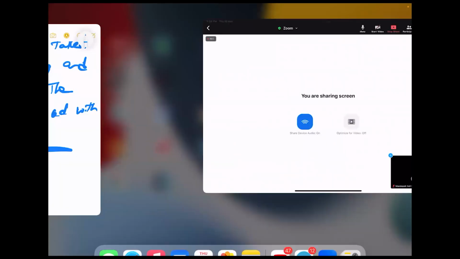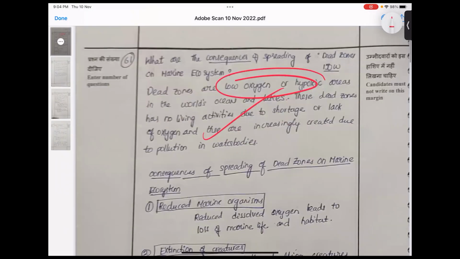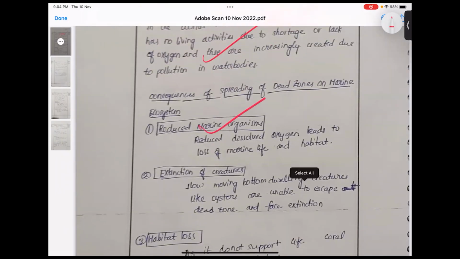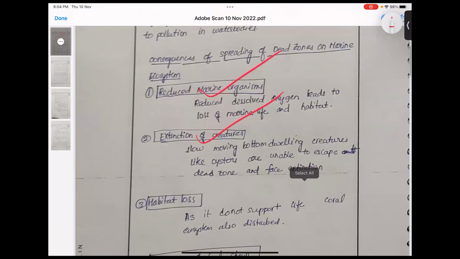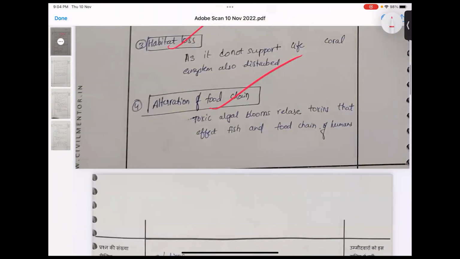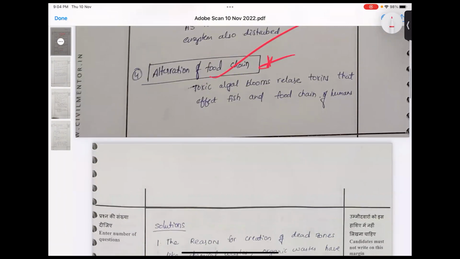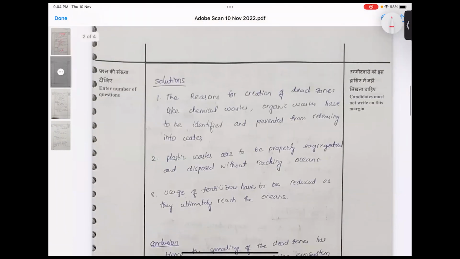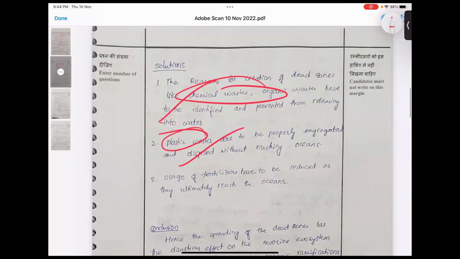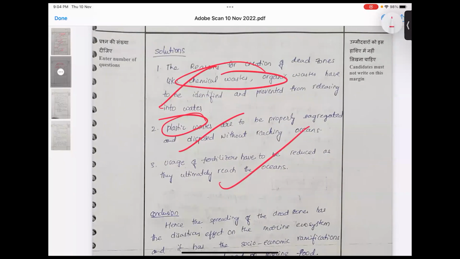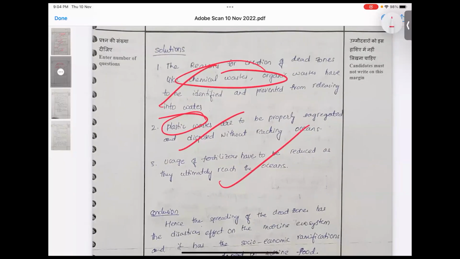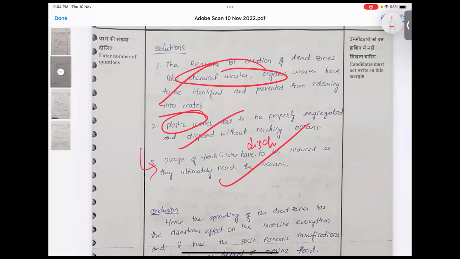Reduced marine organisms, extinction of creatures, habitat loss, alteration of food chain. Food chain also you can mention. It is going to create an impact on food chain. Chemical waste, plastic waste, yes, plastic waste you can write. Fertilizer discharge. You use the wording properly, Anil. The point is good, but write a bit professionally. Fertilizer discharge into oceans has to be reduced.